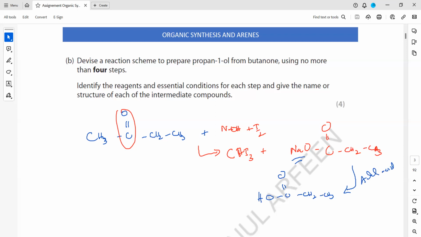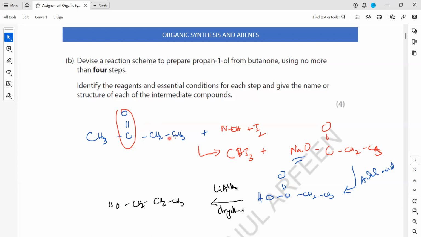And for this propanoic acid, we use lithium tetrahydridoaluminate, LiAlH4. Reduction will happen, and this reduction will convert this into alcohol. So CH3, CH2, CH2 and OH will be there. So this will turn into propanol. And this should be in dry ether. Not more than four steps.